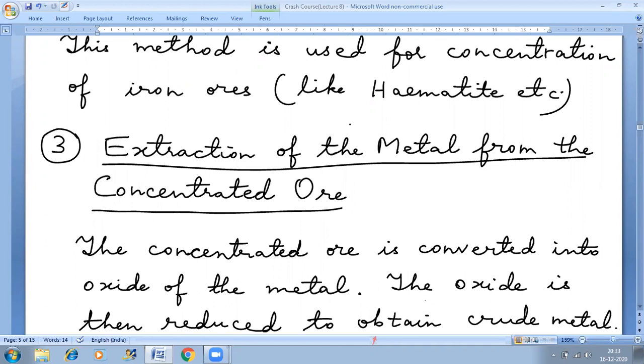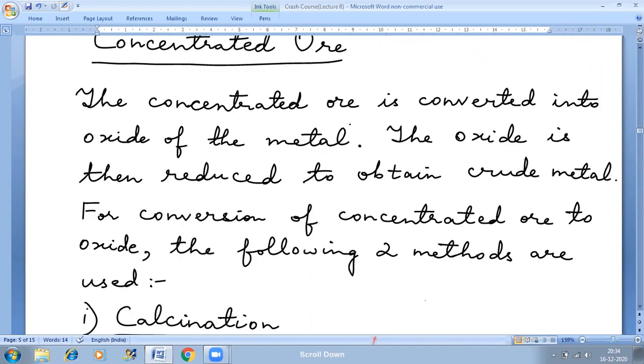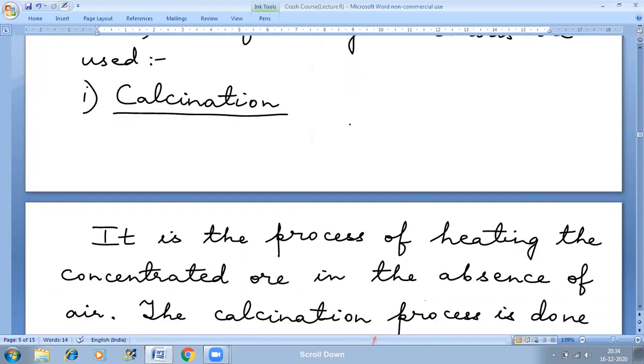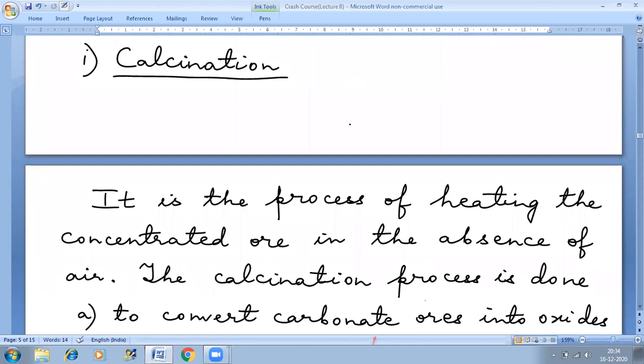So the concentrated ore is converted to the oxide of the metal first. Why so? Because remember one thing, it is easier to reduce an oxide of a metal than to carry out reduction directly. So it is ensured that the ore is first converted to the oxide of the metal. For the conversion of the ore to the oxide, there are two important methods. First is calcination. Calcination is the process of heating the ore in the absence of air. So one important part is the absence of air. That means no oxygen is allowed to react with the ore.